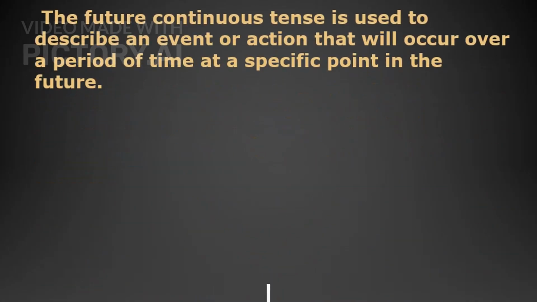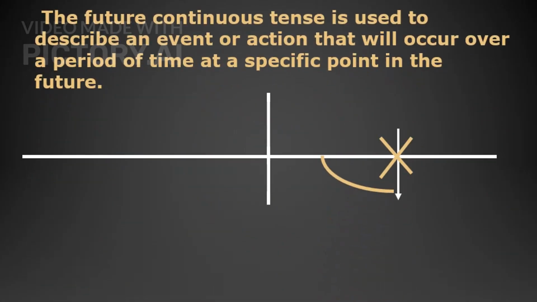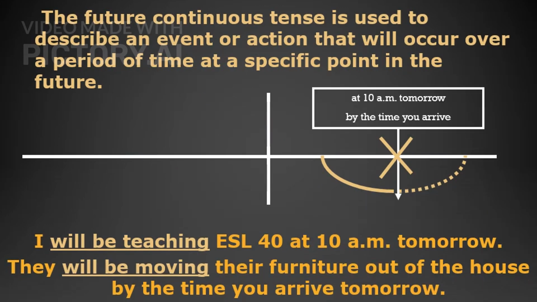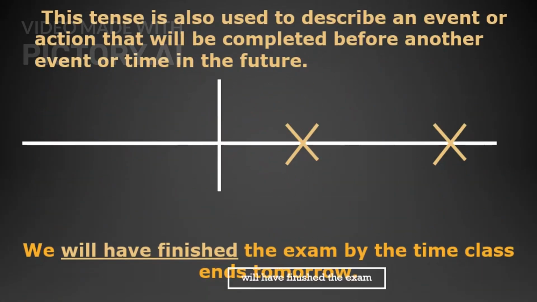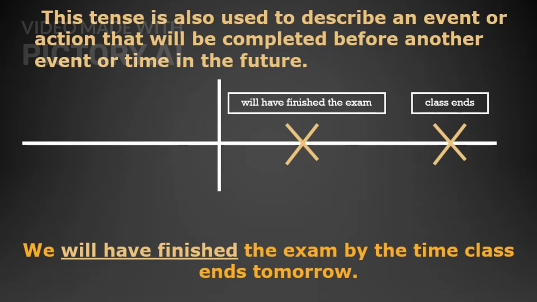The future continuous tense describes actions that will occur over a period at a specific future time, such as, I will be teaching ESL 40 at 10 a.m. tomorrow. The future perfect tense describes actions that will be completed before another future event, like, we will have finished the exam by the time class ends tomorrow.